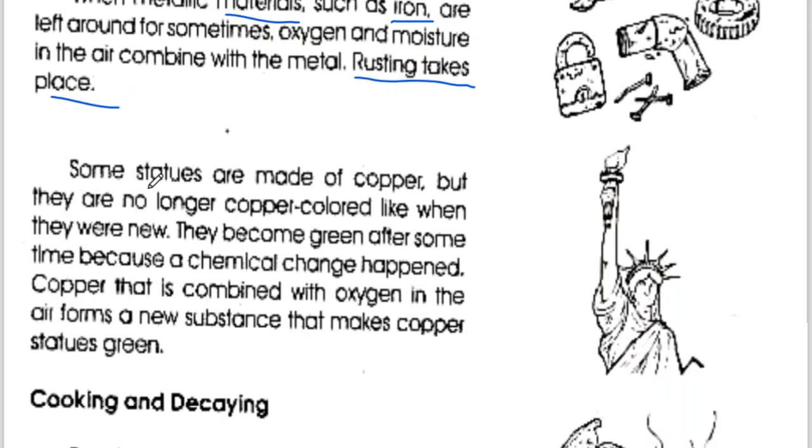Then, some statues are made of copper, just like this one. It is made up of copper, but they are no longer copper colored like when they were new. They become green after some time because a chemical change happened. The copper combined with the oxygen from the air, and then a new substance makes the copper statues green.